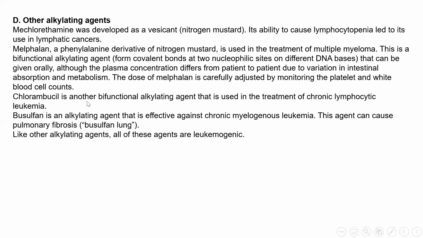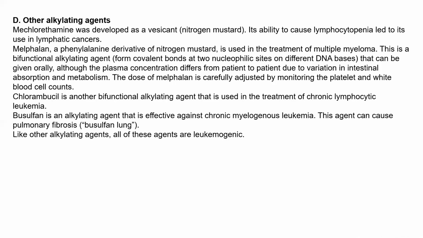Then we have chlorambucil, and chlorambucil is also another bifunctional alkylating agent and is now used to treat chronic lymphocytic leukemia. Then finally we have busulfan, an alkylating agent now used to treat chronic myelogenous leukemia, and this drug causes a common side effect, pulmonary fibrosis, or what is called busulfan lung. And then finally, all these alkylating agents have the ability to induce leukemia, so they are all leukemogenic agents.